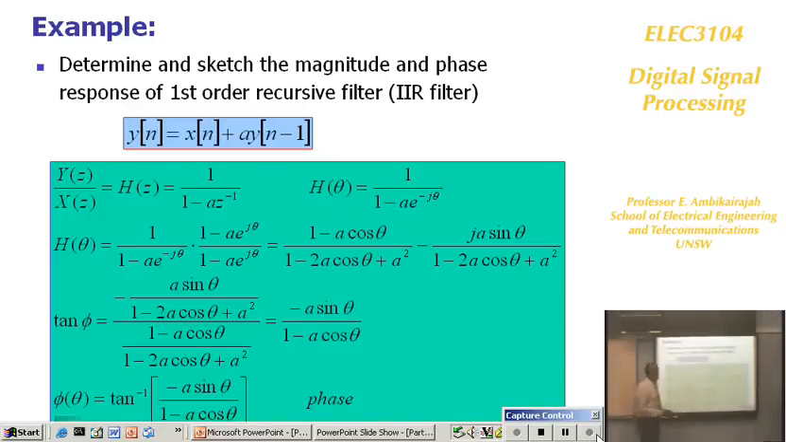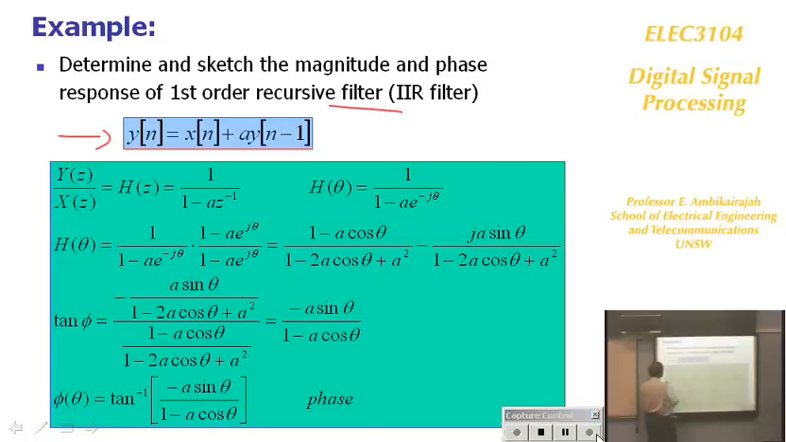For the last example, all this time we looked at FIR filters, where the phase was linear. Now we look at an IIR filter, it's a low pass filter. See that? It depends on the value of A. That's your transfer function from here. That's your H theta. And then we know how to get the magnitude. We know how to get the phase. I don't need to go through this detail. You know how to do it. This is H theta. This is H cos theta.